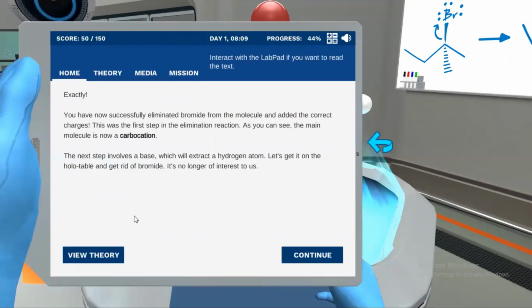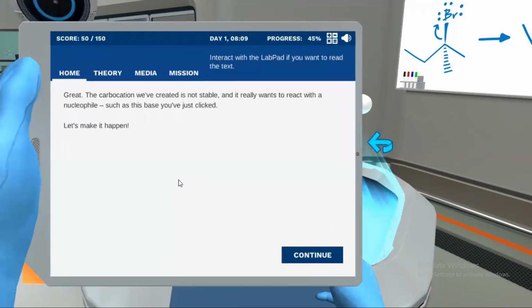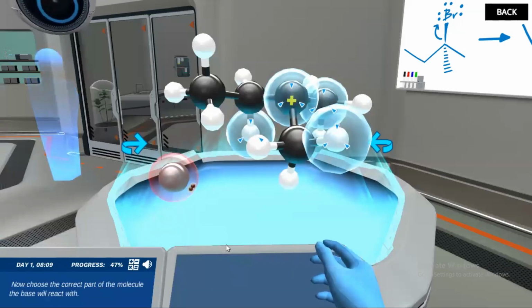The next step involves a base, which will extract a hydrogen atom. Let's get it on the hollow table and get rid of bromide. It's no longer of interest to us. Click on the base. Great. The carbocation we've created is not stable, and it really wants to react with a nucleophile, such as this base you just clicked. Let's make it happen. Click the electron pair on the base to activate it. Now choose the correct part of the molecule the base will react with.